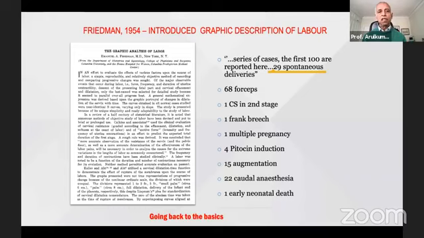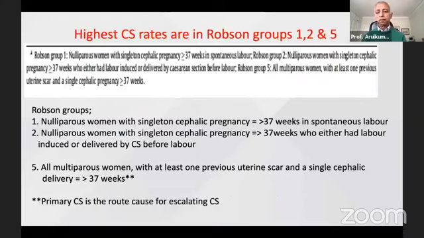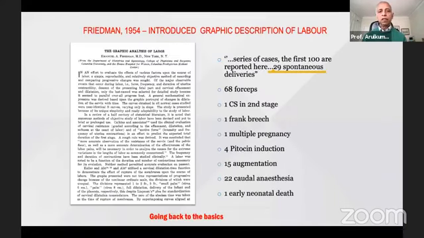Well, we based our partograms on Friedman's graph, or Friedman's labor analysis, scientifically. Very few people read the original paper. They all thought, well, he has described normal labor. This is actually the original paper. As you could see here, in Friedman's paper, 68 had forceps, 1 had section, 1 had frank breech, 4 had pitocin, 15 had augmentation. So by any stretch of imagination, this was not a normal labor, but people jumped onto the idea that this must be the right thing to do.